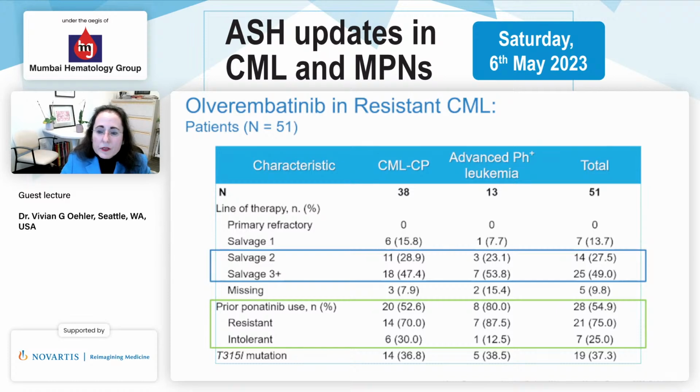Additionally, this was a heavily pretreated patient population with approximately 50% of patients having received 3 or more lines of prior therapy. And we also had a high proportion of patients who were resistant to ponatinib, and this was 70% for chronic phase CML.